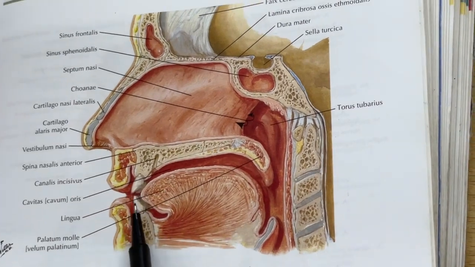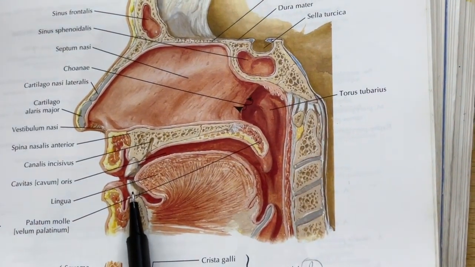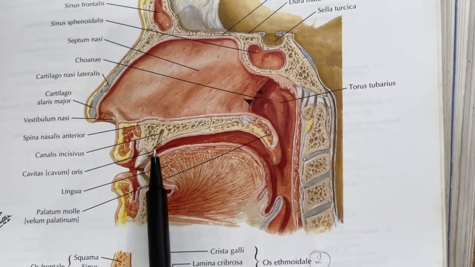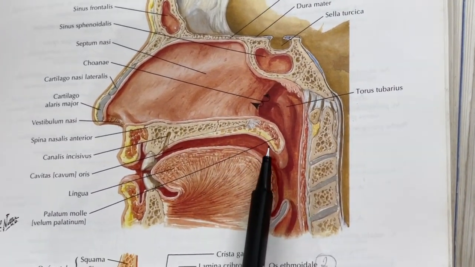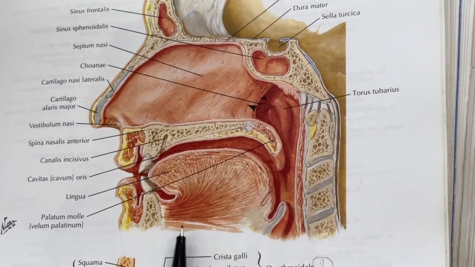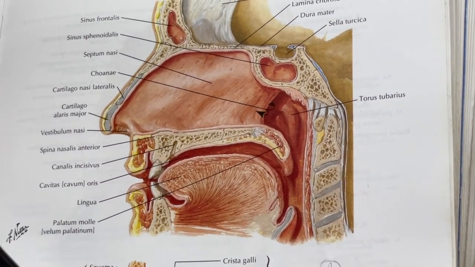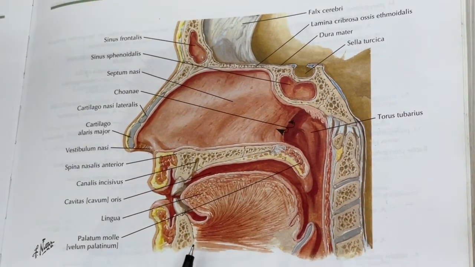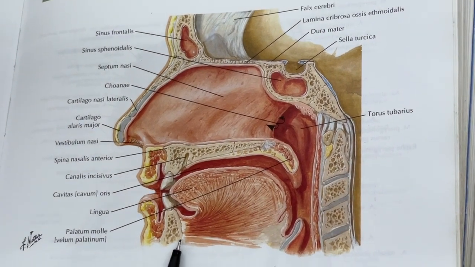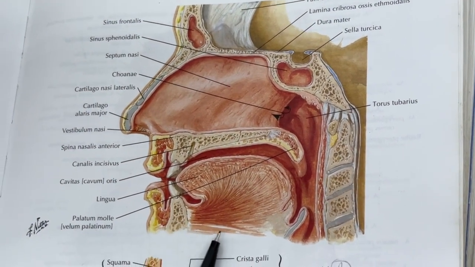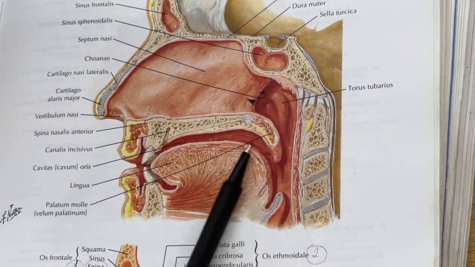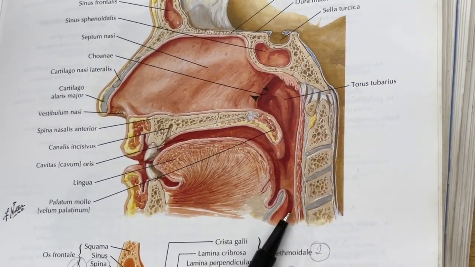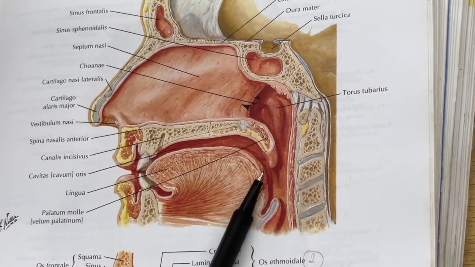The anterior border of proper oral cavity is the teeth. Superior border is hard and soft palate. Inferior border is muscles: anterior belly of digastric muscle, mylohyoid muscle, and geniohyoid muscle. Posterior border between the oral cavity and oropharynx is fauces.